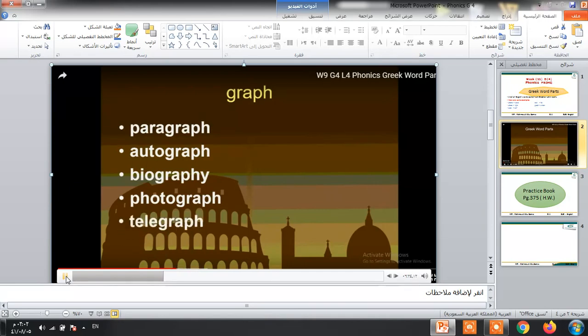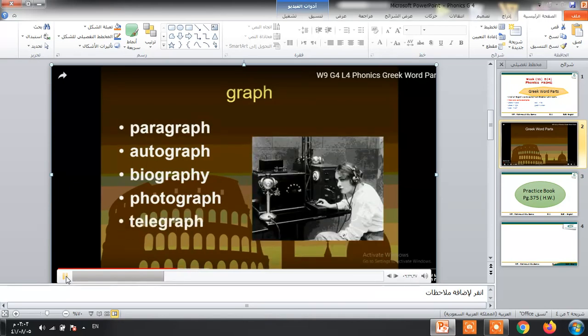Telegraph. A telegraph is a device used long ago to transmit messages from a distance along wires, and it used signals by making and breaking electrical connections. As I said, it was used long ago to transmit messages and letters.